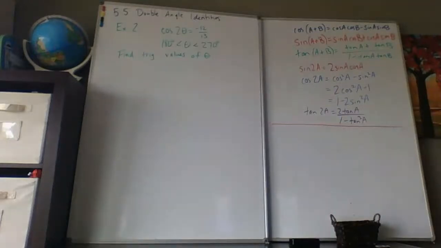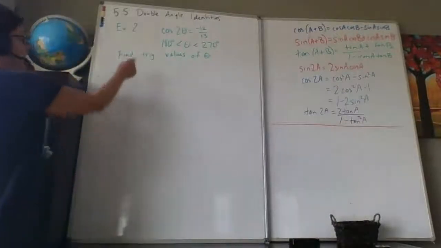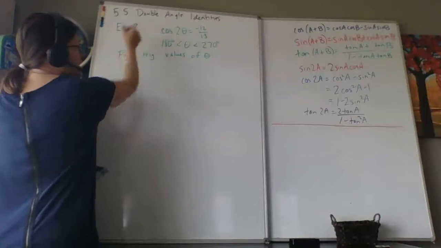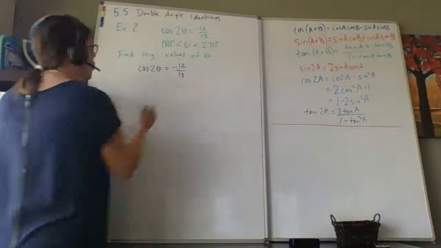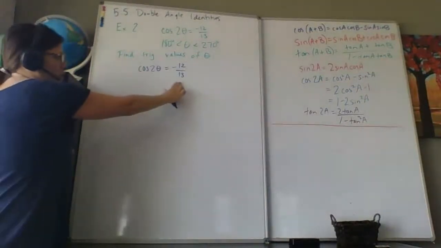Example 2. Find the values of the 6 trigonometric functions of theta given that cosine of 2 theta equals negative 12/13 and that theta is in between 180 degrees and 270 degrees. The main thing to notice is that the information given about the cosine of 2 theta is pertaining to 2 theta, not to theta. One very common mistake here is to divide both sides by 2.